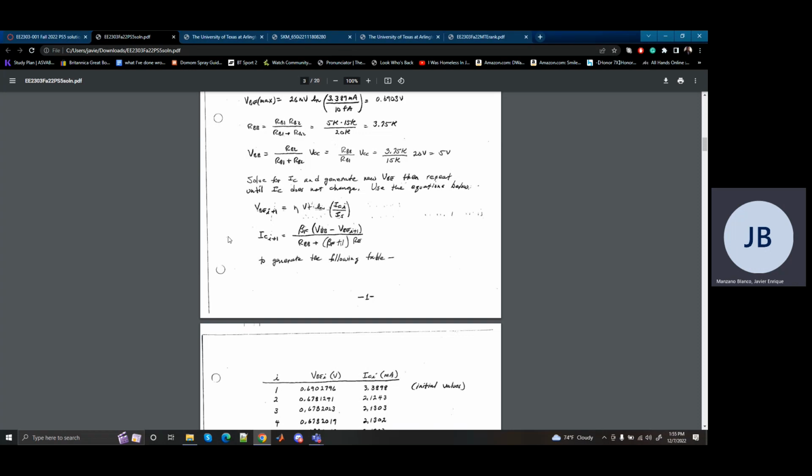I guess on the concept, it said calculate ICQ, but it doesn't give a resistor. Right, but it tells you to find the resistor at half ICQ max. So I find ICQ max, and take half of it. That's your ICQ. And now you can solve for the resistance, and that is RC max.